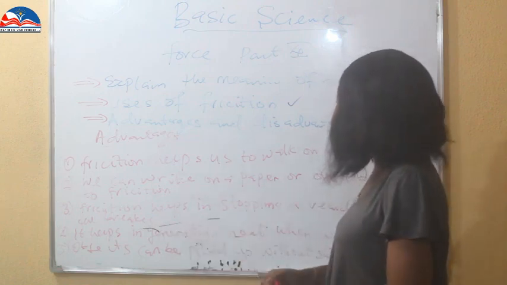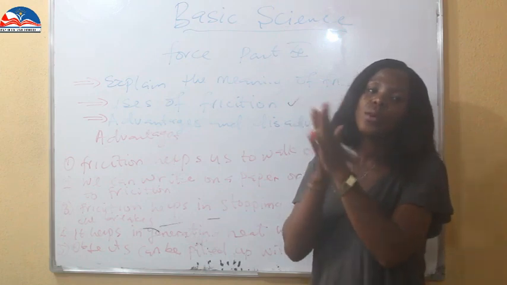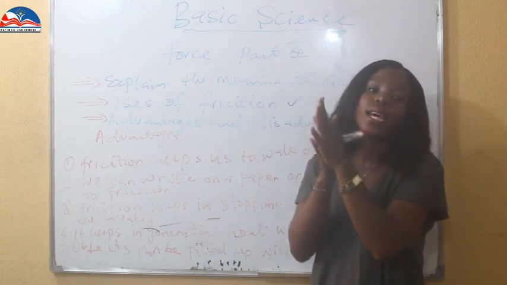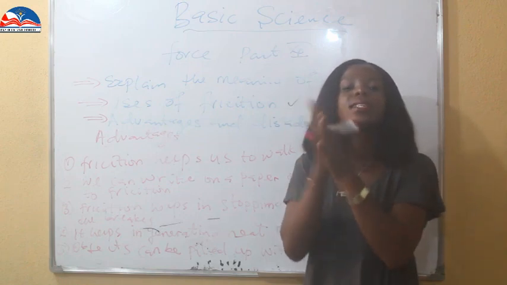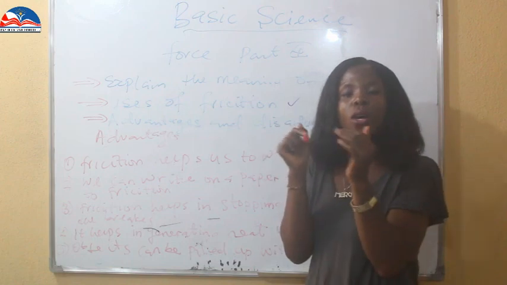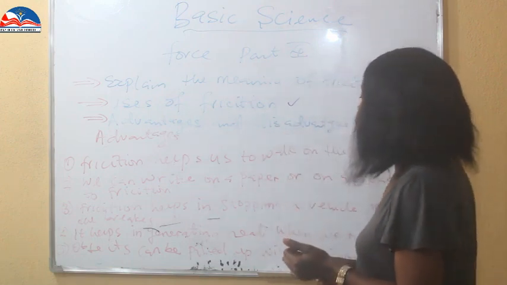It helps in generating heat when we rub our hands. I told you previously when I was explaining friction, that process where my two hands are rubbing together and producing heat, that is friction. Rubbing together to produce heat. So friction helps us to generate heat.